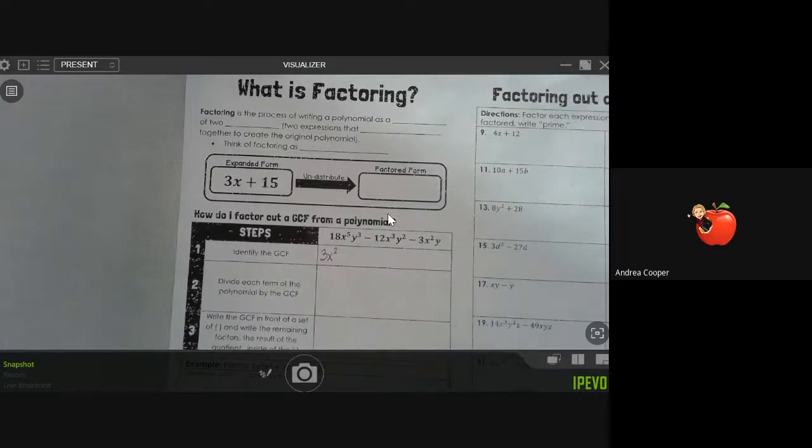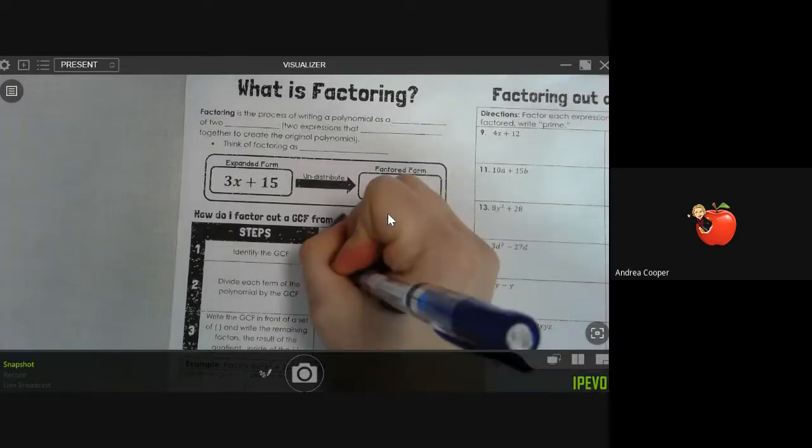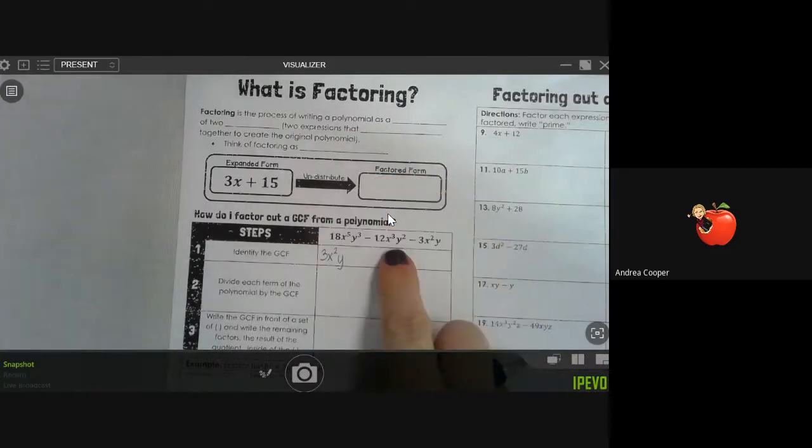Now, go to the next variable. This has a y, this has a y, and this has a y. Since they all have a y, I can take out a y. What's my smallest exponent attached here? It's just 1, so there it is. So that's my GCF. Okay?